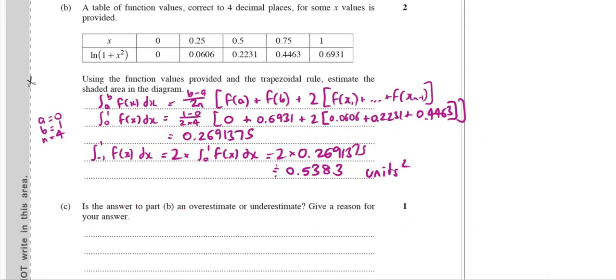Okay, part C. Is the answer to part B an overestimate or an underestimate? Give a reason for your answer. In this case, the trapezoidal rule will give an overestimate, and that's because the curve is concave up.